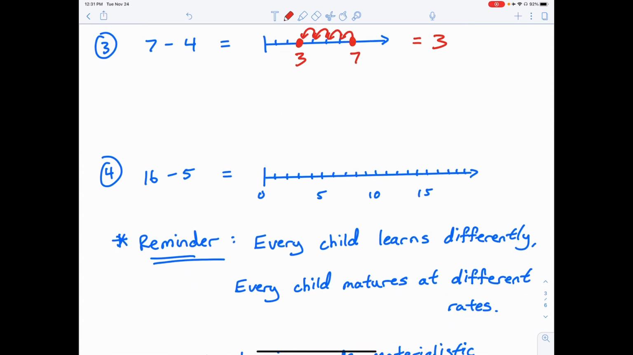And the last one here, we have 16 minus 5. So again, in the detailed version, 16 would be over here, and then minus 5, we go 5 back. 1, 2, 3, 4, 5. So right here, I am at 11.